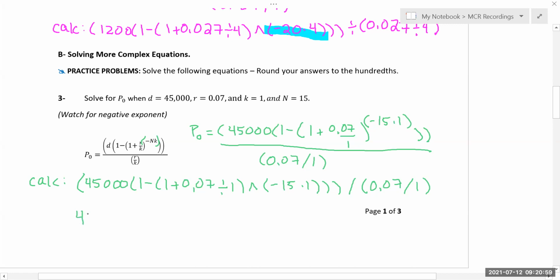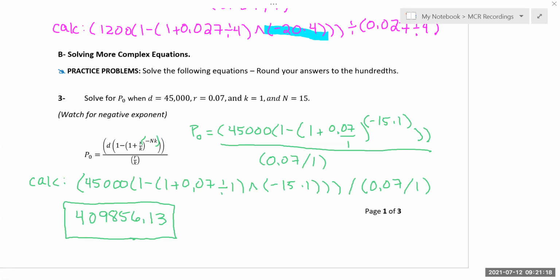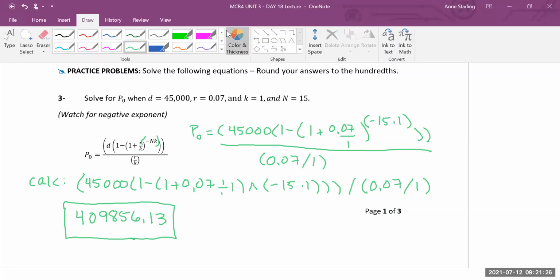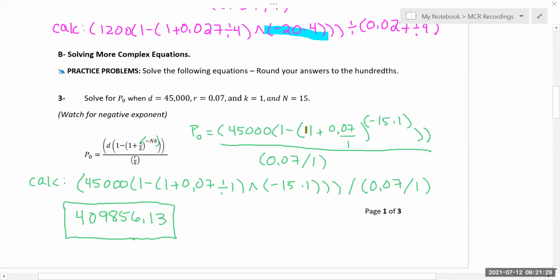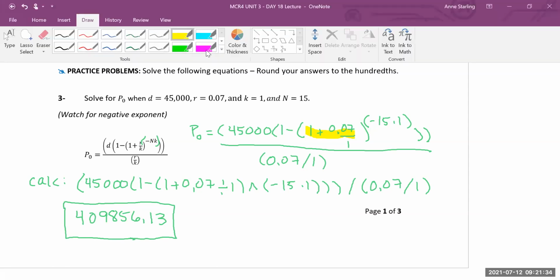So you come up with 409,856.13 as a final answer. So if you have that, you are in good shape. If you have a syntax error, click go to and see what you typed in wrong. That's what I like to do versus guessing. And again, make sure that negative button is a negative, not a minus, and make sure you're putting in the right number of parentheses. And if you're not a big fan of trying to do it all at once, again, work inside out. And you can always do this as many steps as you need. No problem with that.